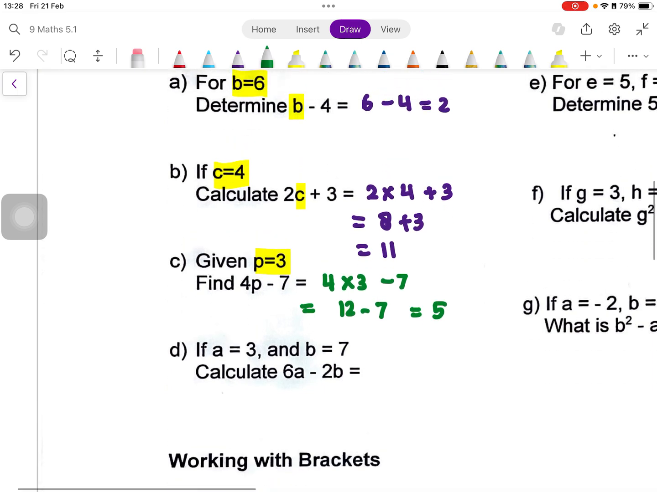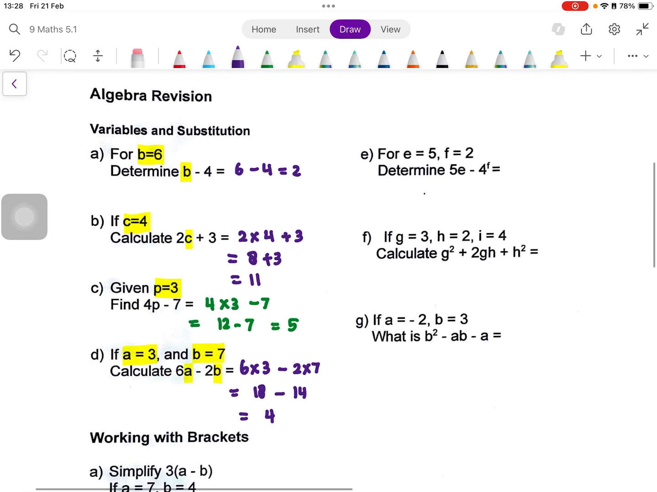Part D, if a is equal to 3 and b equals 7, so we'll be replacing or substituting a and b with the given values. So a is 3, so 6a is 6 times 3, and then minus 2b. 2b means 2 times b, 2 times 7. So that will be 18 minus 14, so that will be 4. So that will be question A to D.